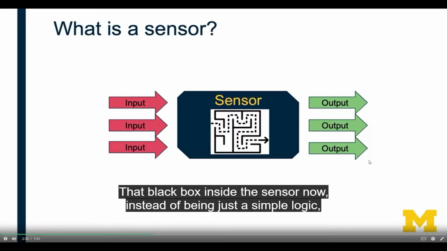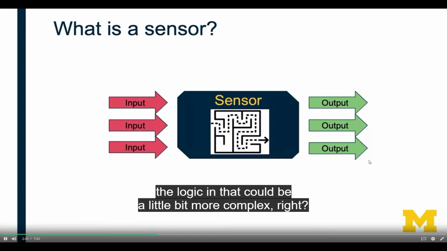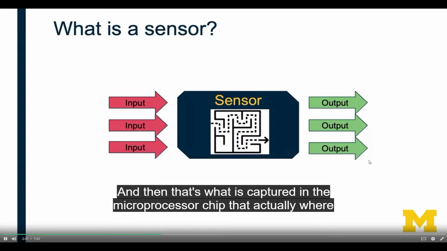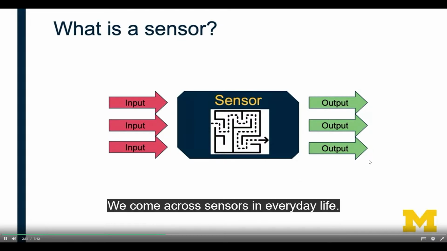The black box inside the sensor, instead of being just simple logic, could now be a little more complex. And that is what is captured in the microprocessor chip, where you program the logic of how that sensor should behave. We come across sensors in everyday life.